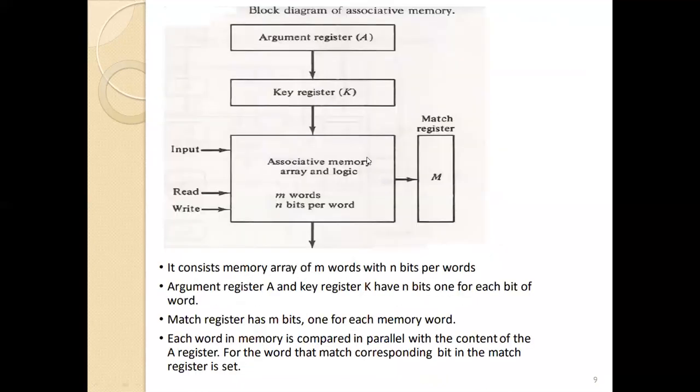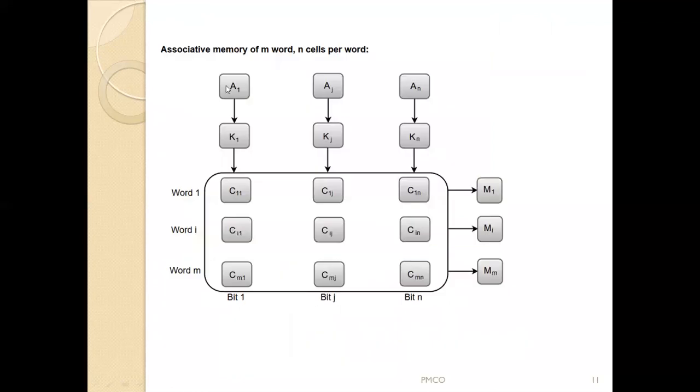So in the next slide, this part is expanded. Associative memory logic, array and logic. So this is the associative memory of M words and n cells per word. This diagram represents the relationship between the memory array and the external registers. So which are the external registers? A and K. The K register and the argument register. And this is the associative memory of M words.